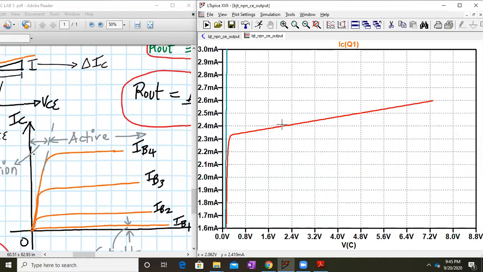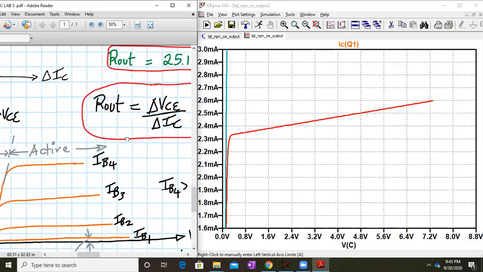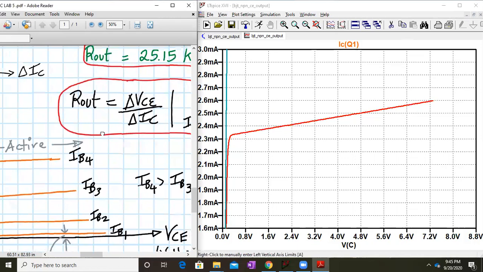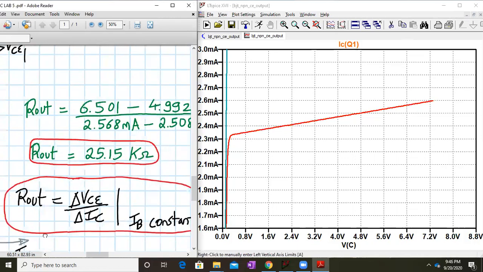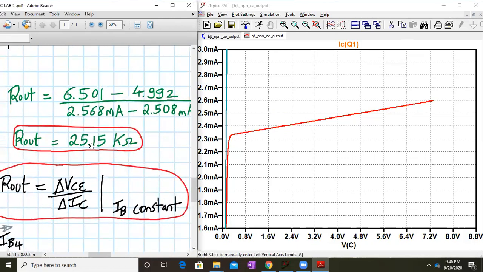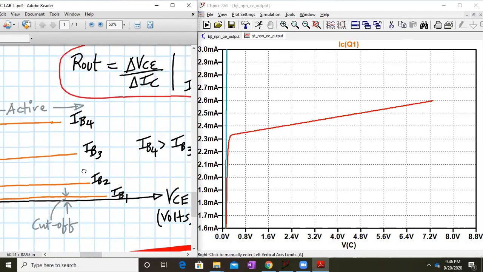Similarly, I'll go down and again note down the points. Over here, VC2 will be 2.418 volts and IC2 will be 2.418 milliamperes. So you subtract them. R out will be VC1 minus VC2 upon IC1 minus IC2. If I do that, I'm getting close to 25 kilo ohms. You will also get a similar answer.